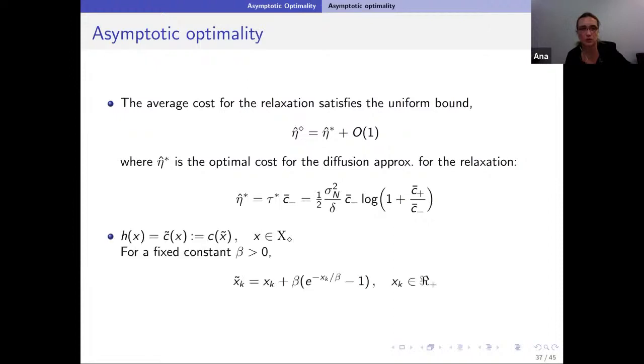A couple of details here. So the actual H can be defined as a tilted version of the cost function itself. So you're actually applying the cost, but to a state that is slightly perturbed. This is done in order to avoid problems with the drift at state zero.